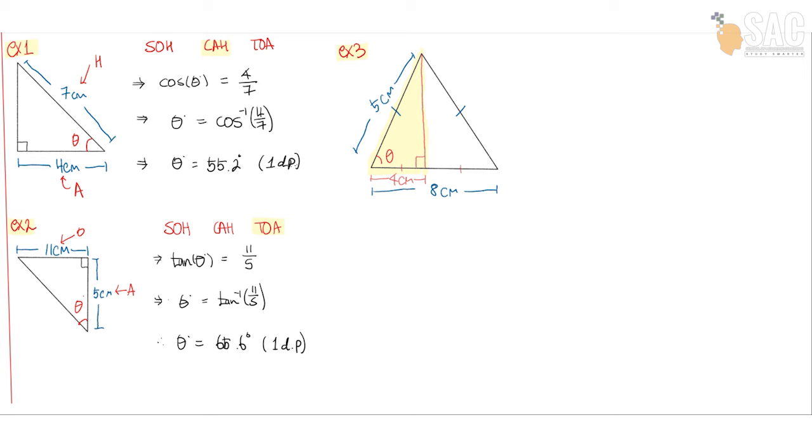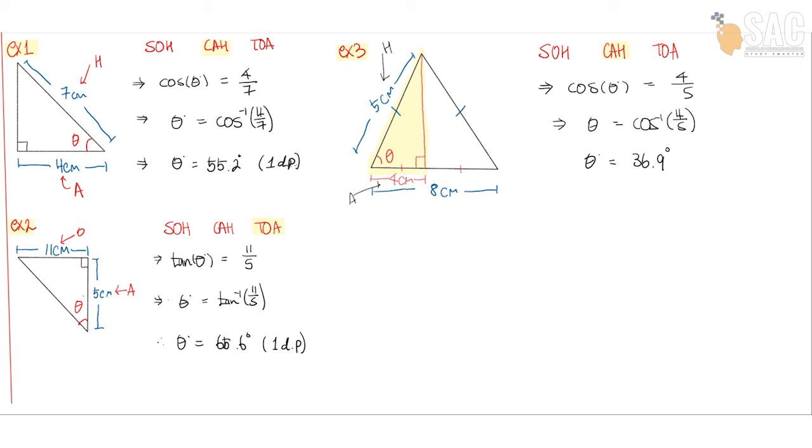So now that we have two side lengths, we can use SOHCAHTOA to find this missing angle. Label our side lengths first. So 5 centimeters is the hypotenuse H, 4 centimeters is adjacent A. Therefore, we have to use cos. So cos theta is adjacent over hypotenuse, so it'll be 4 over 5. In order to get rid of cos, we use inverse cos on the other side. So theta is inverse cos of 4 over 5. Put it in your calculator and it'll give you 36.9 degrees, correct to 1 decimal place.